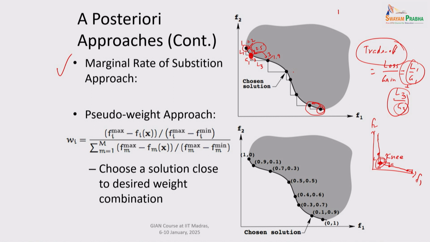Next, the third one I'm going to talk about is pseudo weight. Okay, what is pseudo weight? Every point that you found, you can calculate a weight. It's not the weight for the weighted sum. That's why I called it a pseudo weight. Here's the formula for deciding that. For every point, you have the max and min: this is the max for F2, this is the min for F2, this is the max for F1, this is the min for F1.